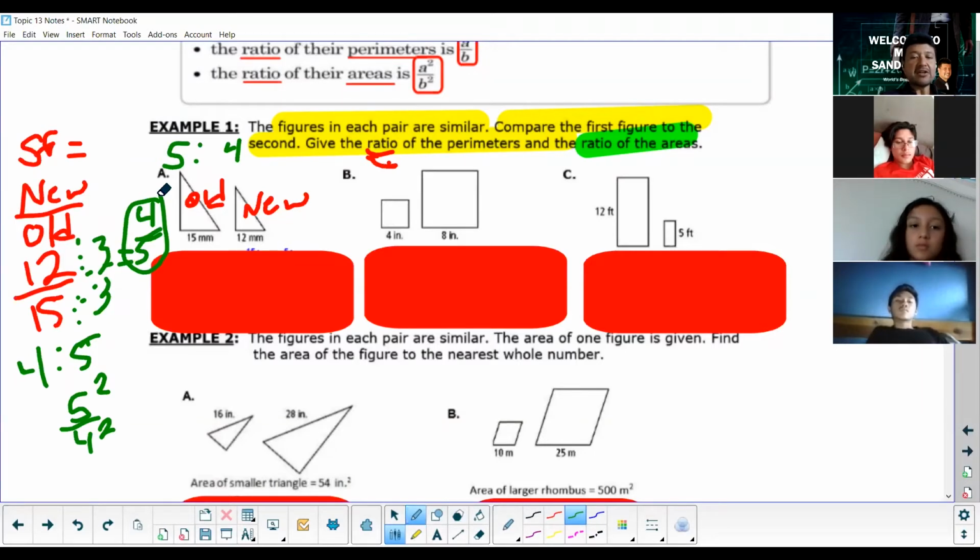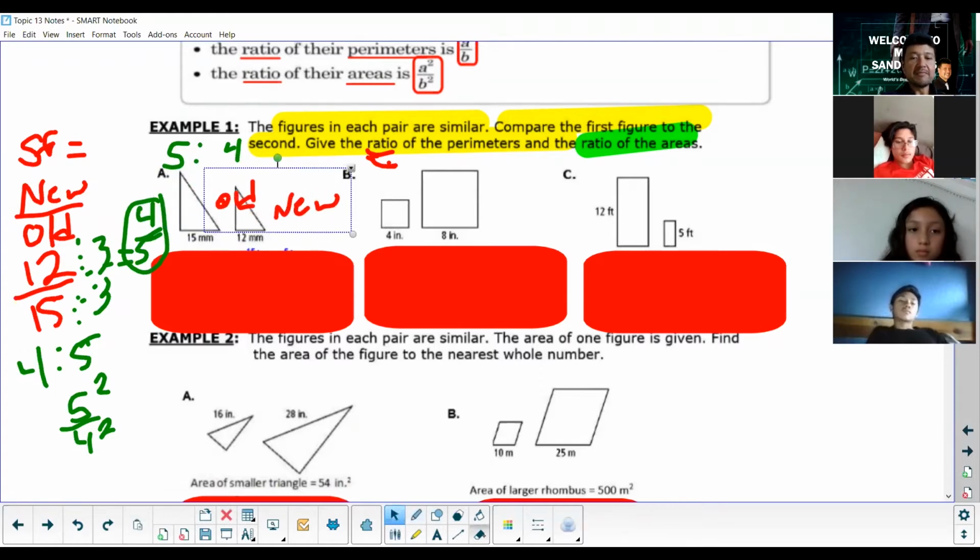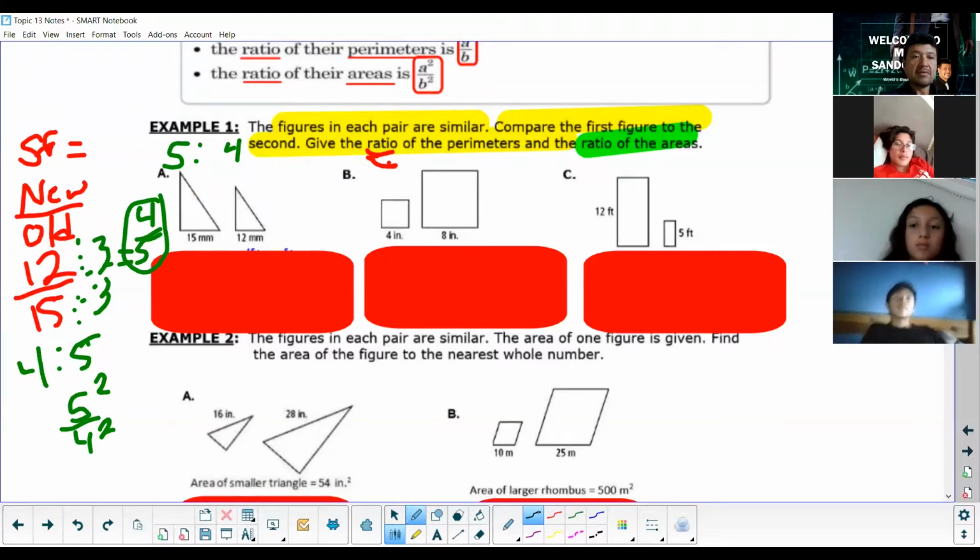They decided to call this one new. Let me see if I can move it. No, I can't move it. In the notes, they decided to call the left one new and the right one old. Yeah, so they just did new over old. So you still get the same ratio because you could flip around ratios. The only thing is that now they squared it. So what is 5 squared?